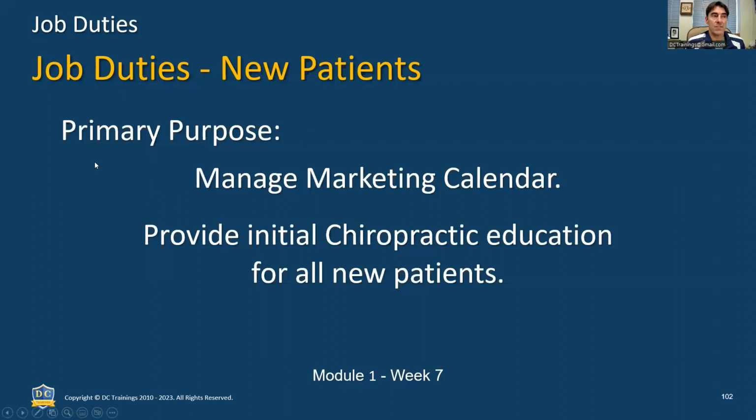So here's the primary purpose for the new patient CA: to manage the marketing calendar and provide initial chiropractic education for all new patients. Very simple. Now, how is that measured? You might think it's measured in the number of new patients. That's incorrect. It's measured in the number of new patients that return for their report of findings. See how I did that?